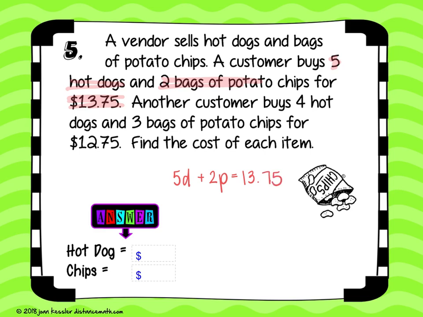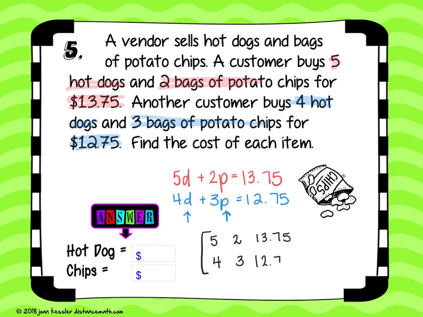Another customer buys 4 hot dogs and 3 bags of potato chips for $12.75. So our second one would be 4D plus 3P equals $12.75. Since our variables are lined up perfectly, we would want to use Desmos to solve this one. So remember, you would write an augmented matrix and then plug that in and use the row reduced echelon form button to figure out the solution.